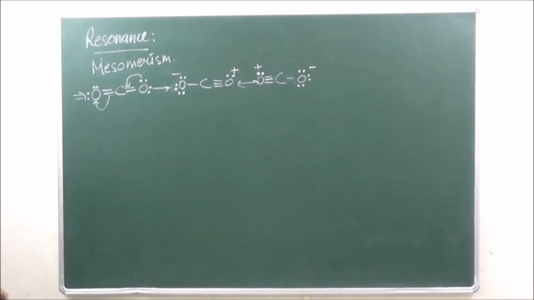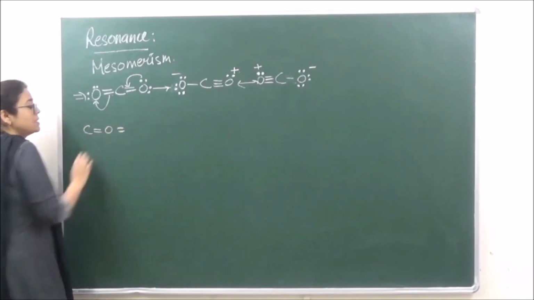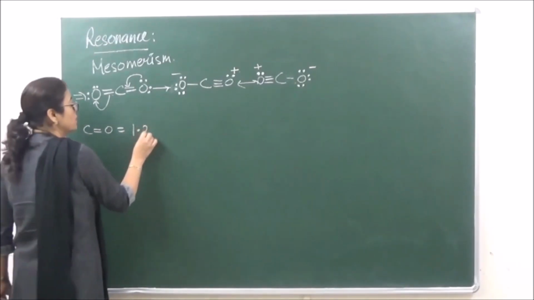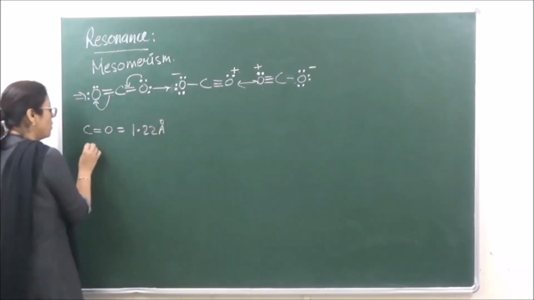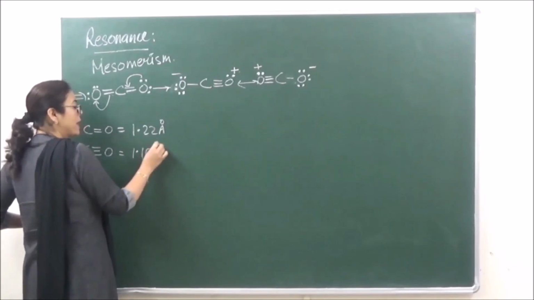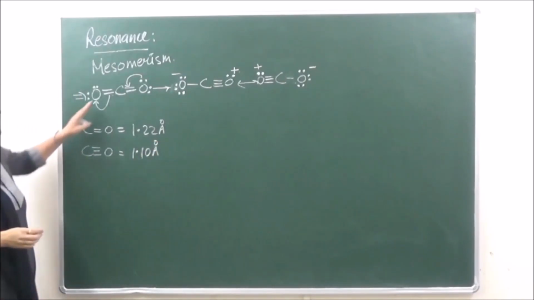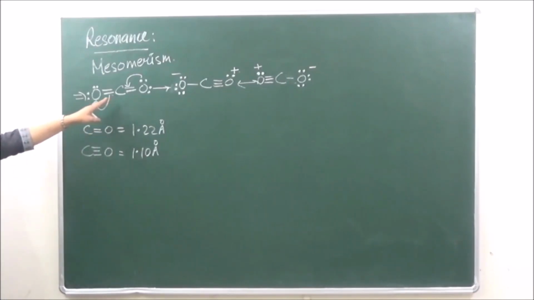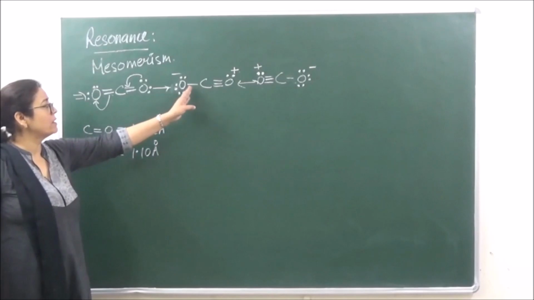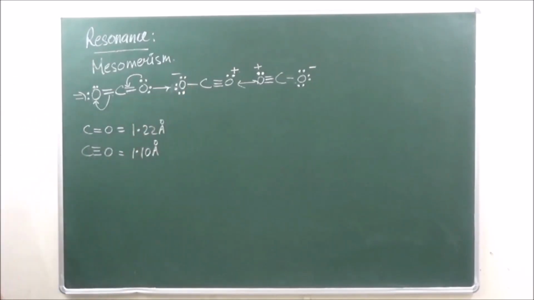When we are looking at the bond lengths of these molecules, the bond length of C double bond O is 1.22 angstrom, and that of C triple bond O is 1.10 angstrom. Okay, so when we look at the structure over here, because both are double bonds, the bond length should be 1.22. Or if you are looking at this structure, one bond length should be 1.10 and the other bond length should be equivalent to the bond length of a single bond. Okay, but this does not happen.